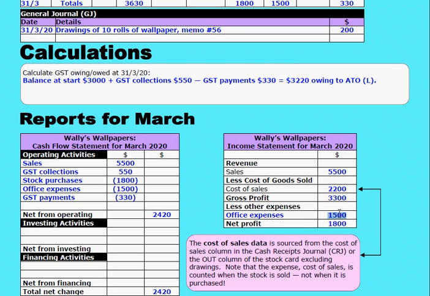You take away any other expenses. In this case, there's only one. Office expenses, $1,500, to get the net profit of $1,800. So the presentation is slightly different in a trading business. You have to remember that presentation.